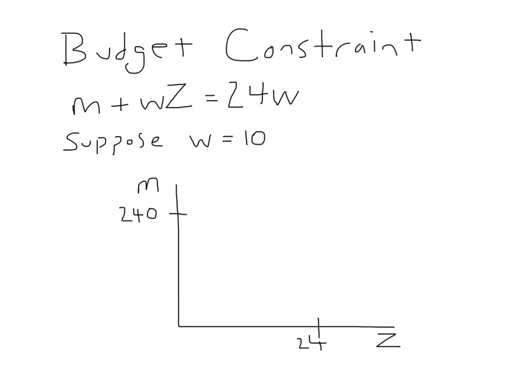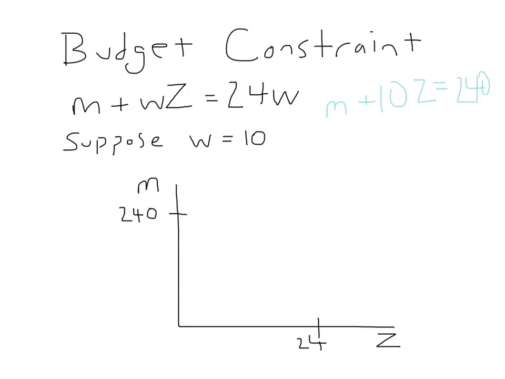Now that we have our budget constraint equation, we're going to want to graph it. To do this, we're first going to need a value for the wage, so we'll just take the value as 10. That means our equation becomes M plus 10Z equals 240.